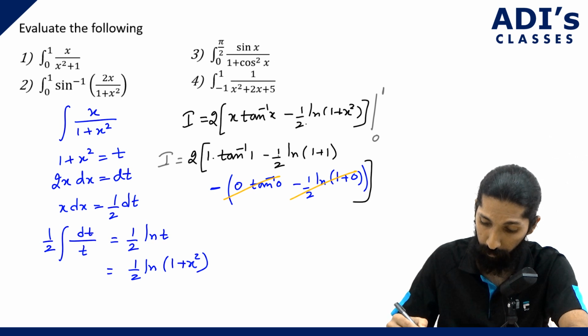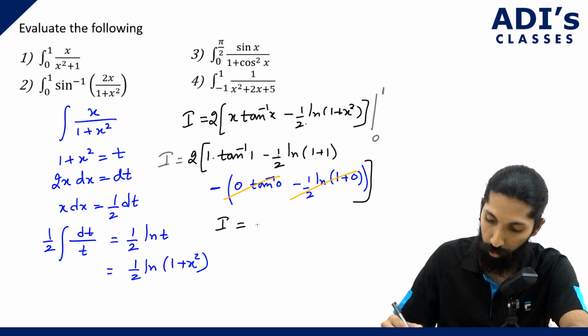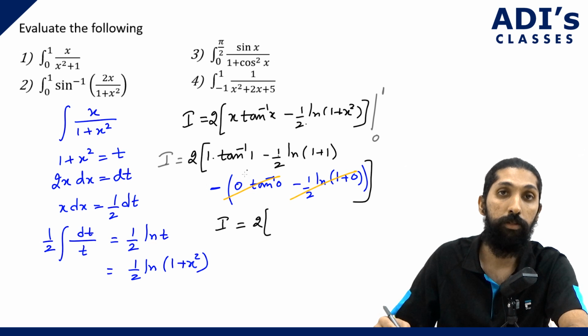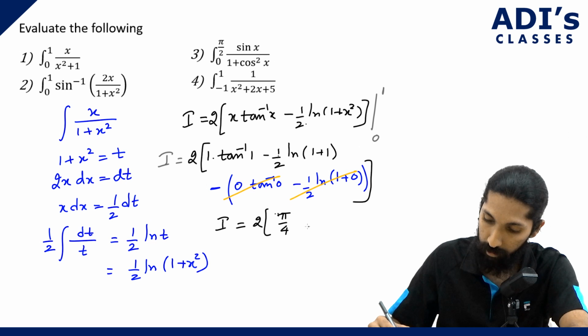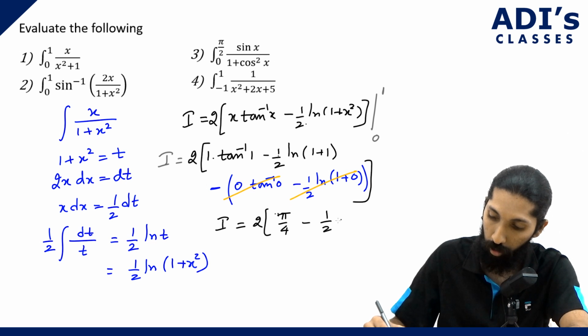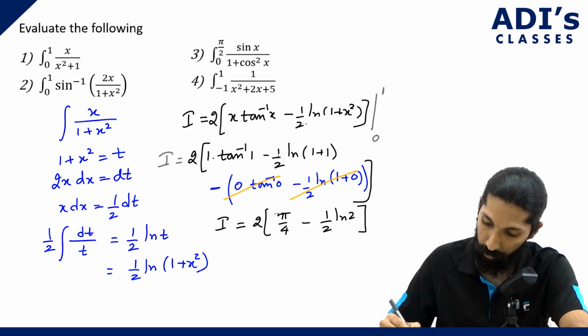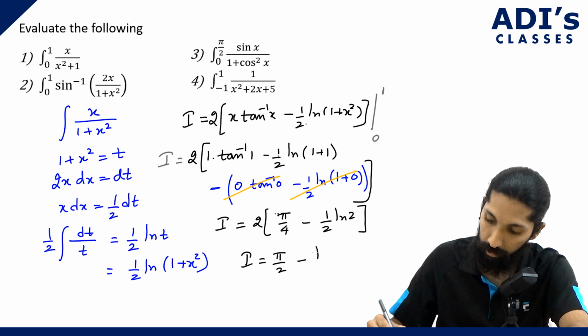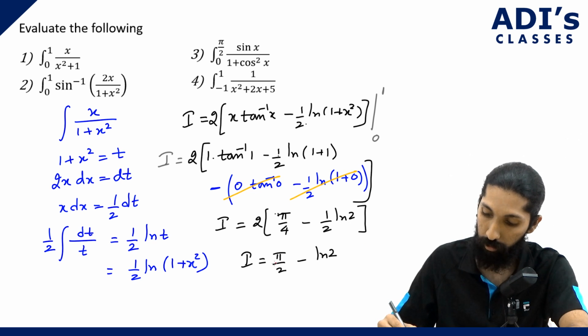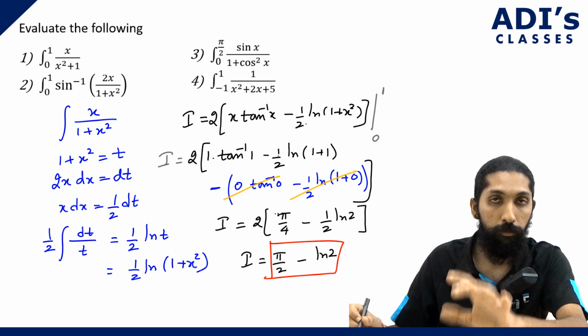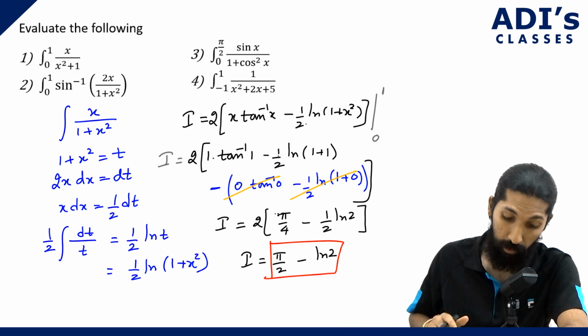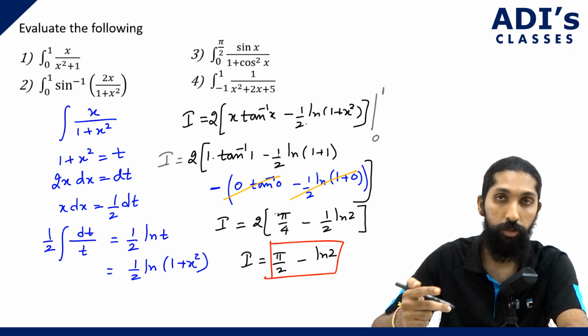So what do we have now? I is equal to 2 times tan inverse of 1, pi by 4, minus half log 2, isn't it? Multiply. So we get I is equal to pi by 2 minus log 2. So the final answer is this, pi by 2 minus log of 2. Fine. So this is the answer for the second question.